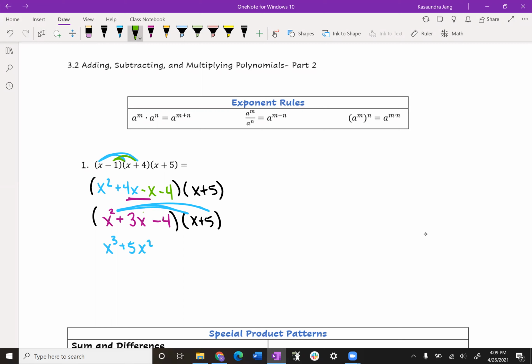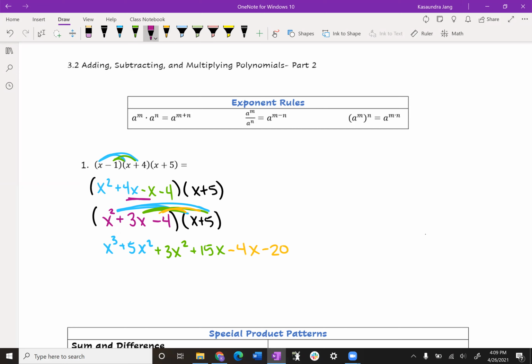Next step, I'm going to distribute the 3x to, again, everything in the other set of parentheses. So 3x times x is 3x squared. 3x times 5 is a 15x. All right. And last but not least, let's distribute the negative 4 to, again, everything in the other set of parentheses. So negative 4 times x and negative 4 times positive 5, so a negative 20.